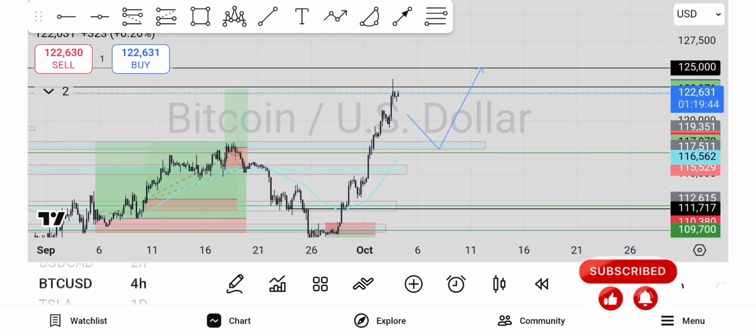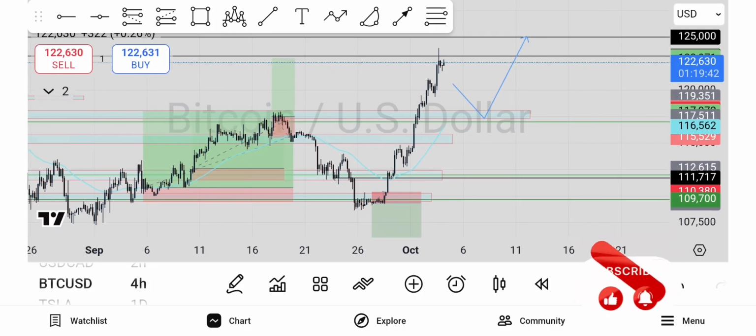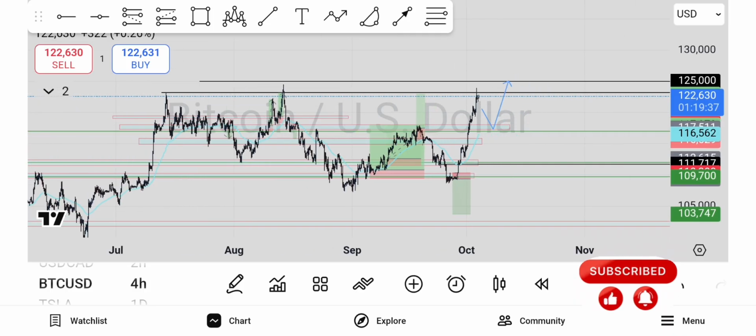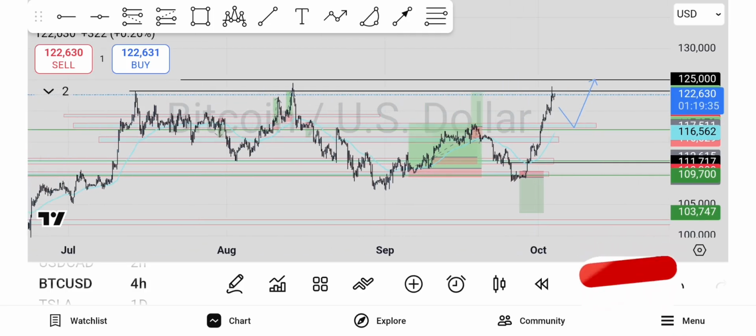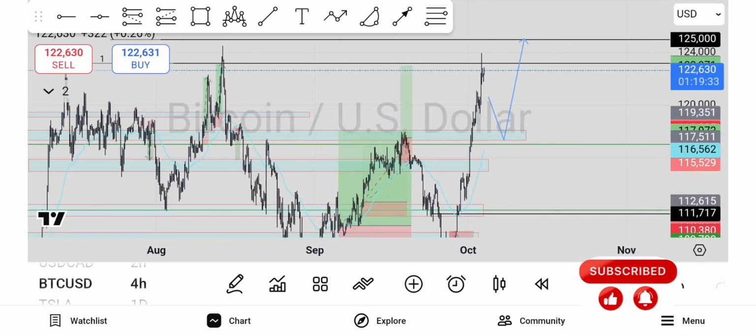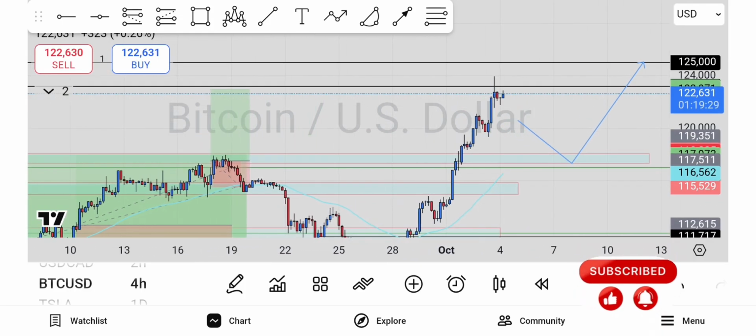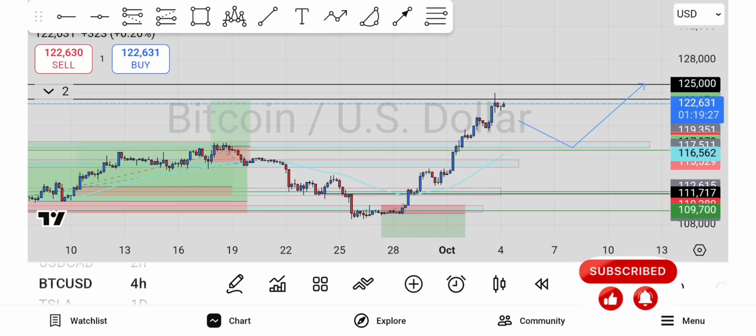Now we have the market on 125k. This is amazing. So we have no entry on BTC USD. We can't force the market to give us entry. So no entry on BTC USD.